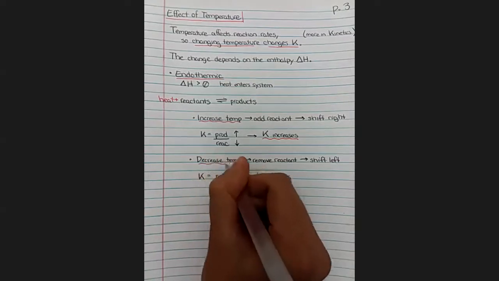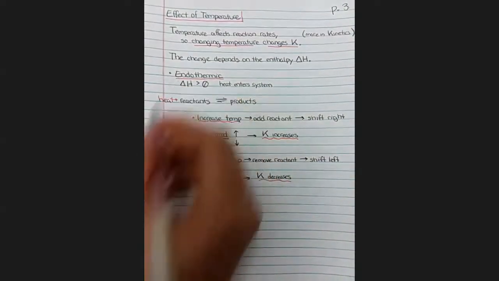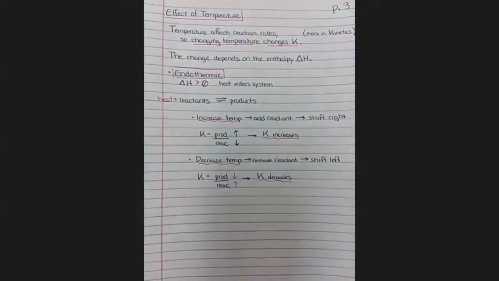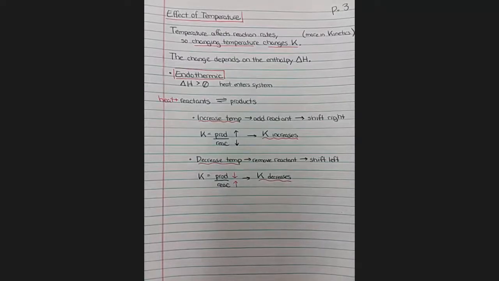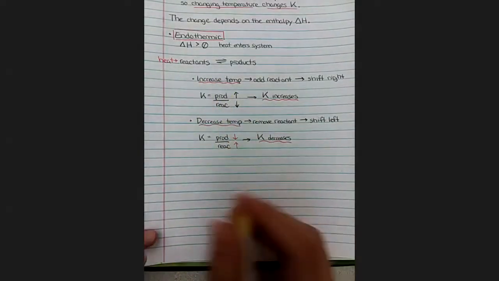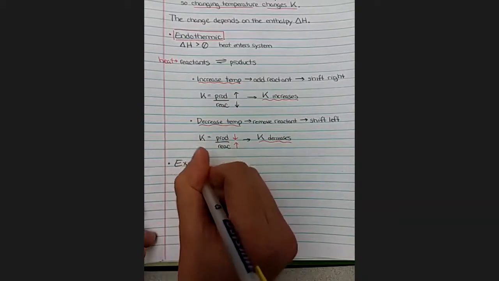So if you decrease the temperature, you decrease your K for endothermic. We're going to put that in a box, actually, so we don't get confused. All right, so again, these only work for endothermic, and everything is different in an exothermic.